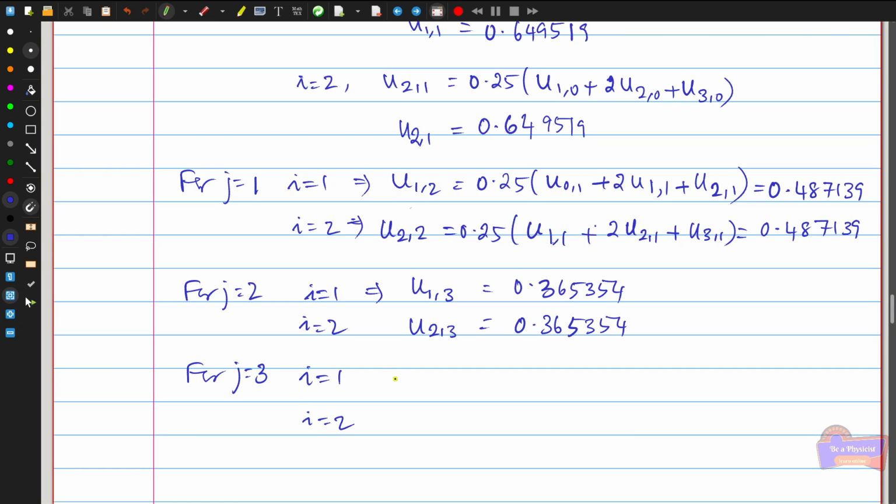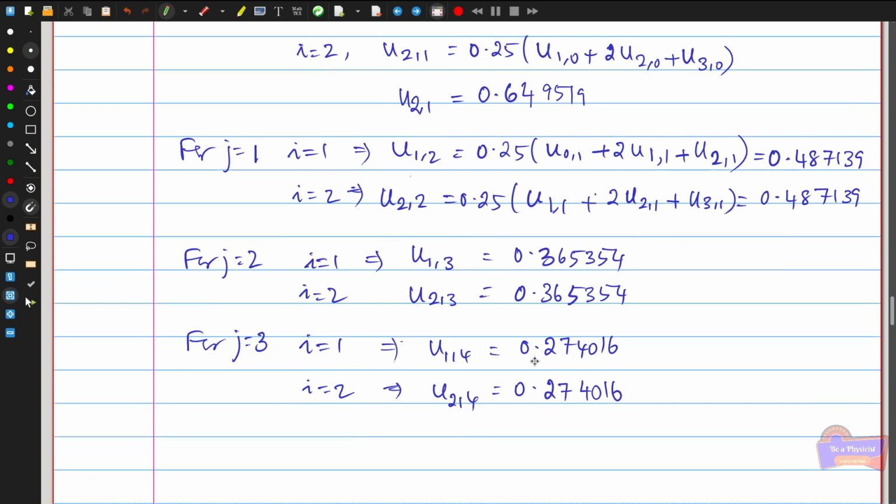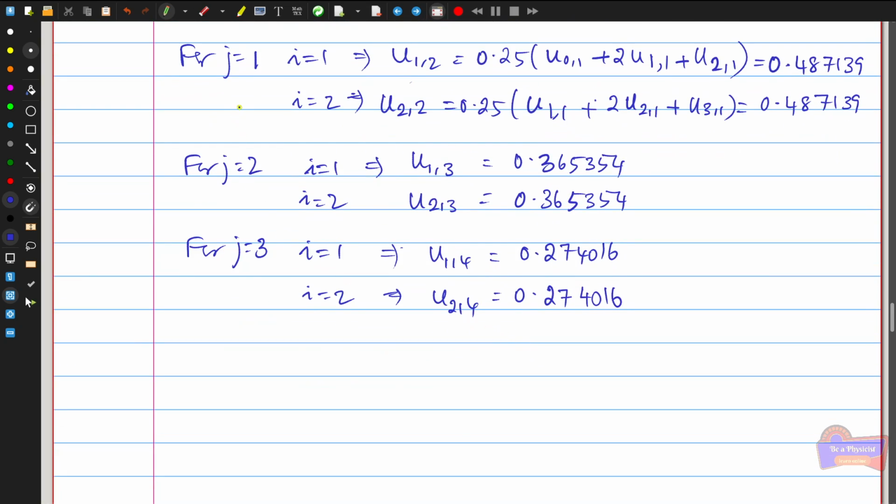And finally for j equal to 3, again we have to find the values for i equal to 1 and i equal to 2, which can be written as u of 1, 4 and u of 2, 4. The values of u of 1, 4 and u of 2, 4 are given as 0.274016, and similarly 0.274016. Now we have calculated the values for i equal to 1, 2 and j equal to 0 to 4. Now I can find that t is equal to 4 times k, which is equal to 1 by 9.